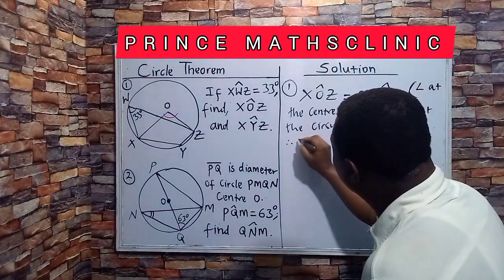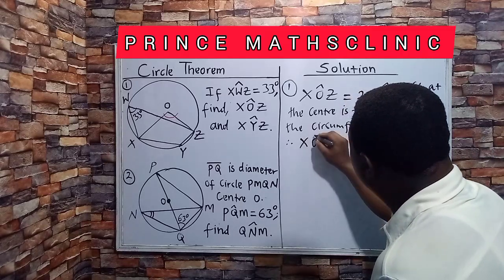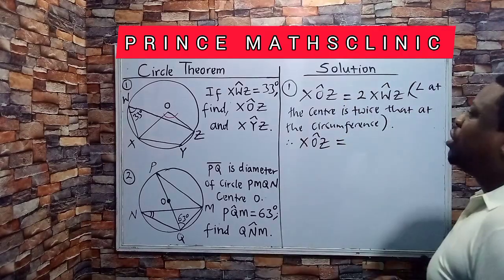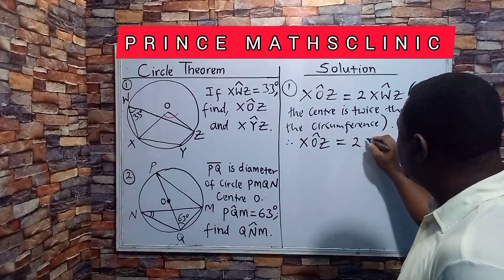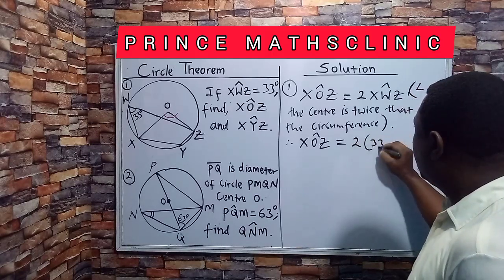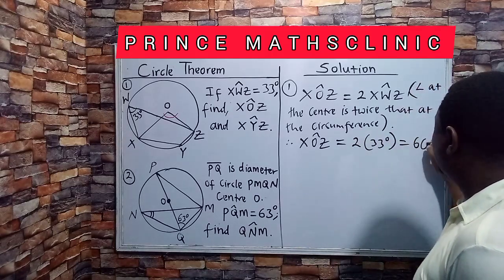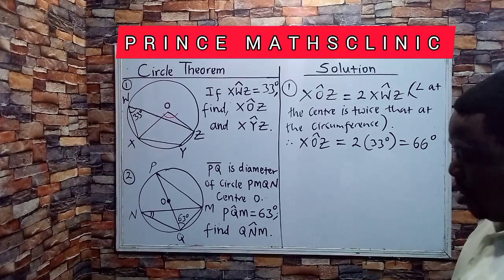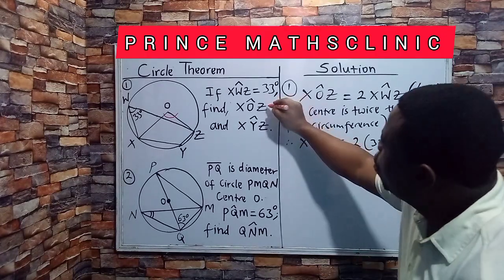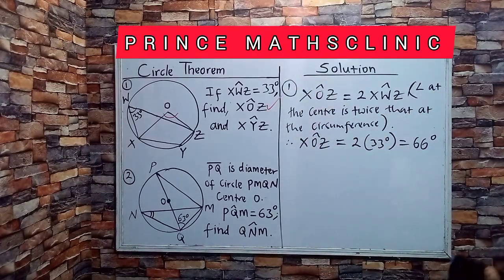Therefore, XOZ. Now, what is the angle at the circumference? 33. So 2 times 33 degrees will give us 66 degrees. That is the solution to XOZ.